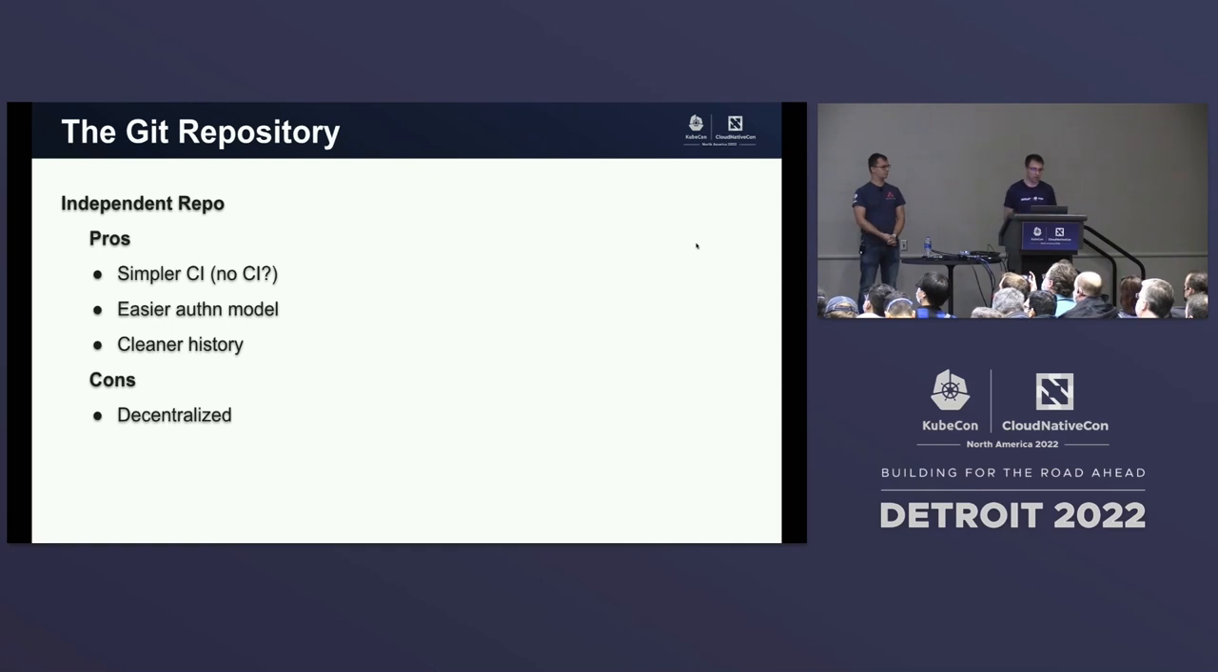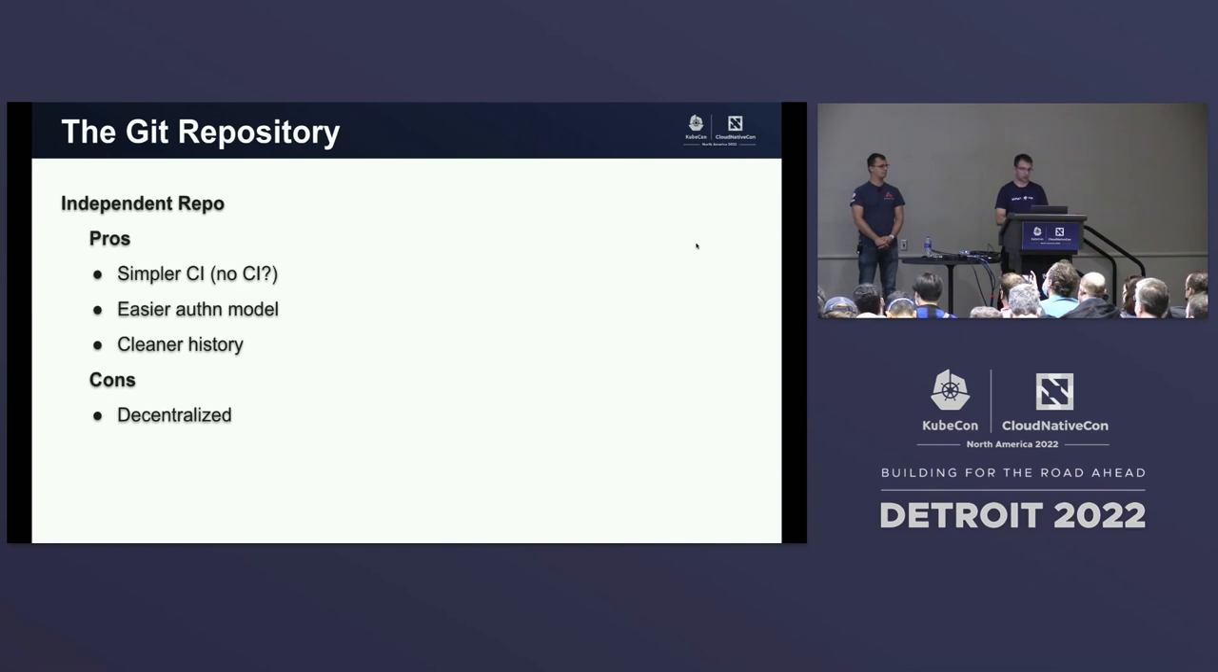Let's see how it looks if we go with an independent repo, right? So what are the advantages? In this case, it's a simpler CI or no CI at all. You understand that you don't necessarily need a CI, so if you have a totally independent repo, like your application underscore deployment, and you dump your manifest in there, you can just configure ArgoCD to watch this repo, like the main branch, and every single commit that gets pushed to the main branch will trigger the ArgoCD sync process, which will update your cluster. So you don't necessarily need a CI in this case, in simple cases, right?